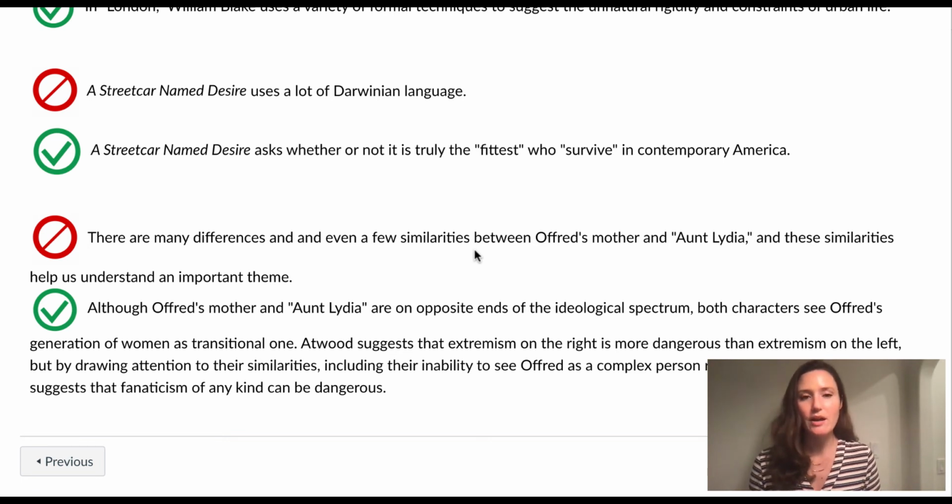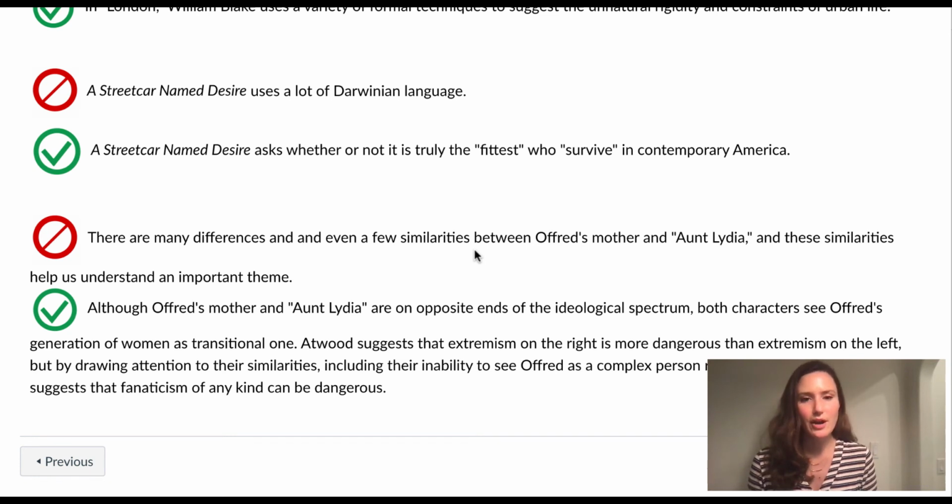Here's a better one. A Streetcar Named Desire asks whether or not it is truly the fittest who survive in contemporary America. So it's still a little bit vague and a little bit broad, but here there's some significance or some how and why and so what to the use of Darwinian language. Why do we have Darwinian language? Well, because the playwright is asking this specific question or getting us to think about this specific question. Still could be improved, but much better.